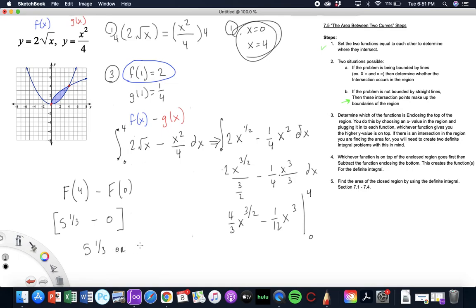Or you could say 5.3 repeating. All right. So again, the graphic there shows, remember we talked about the enclosed top here is the one that goes first. So that would be this function. That's why we chose this function first. And then this bottom one was my g of x right there. So that one enclosed the bottom. So that's why that one went second.